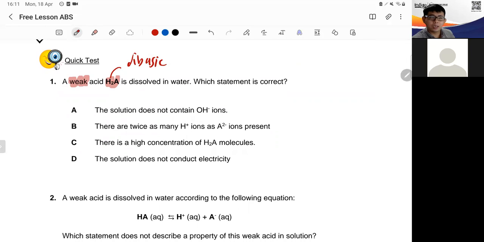H2A is able to dissociate twice, probably. Okay, which statement is correct? Let's look at A. The solution does not contain OH- ions is wrong, because I don't want you all to be under this misconception that acids only have H+, no OH-. It's not true. There is some OH-, but there's a lot more H+ than OH-. That's why the thing is acidic. Not to mention there's water inside.